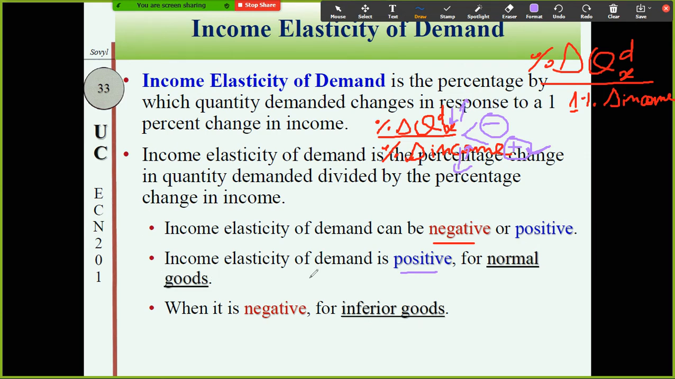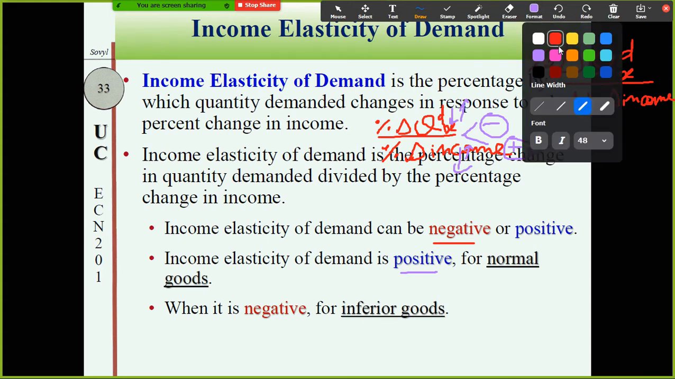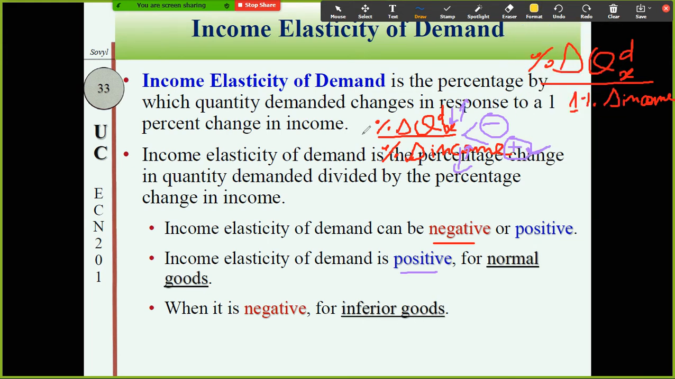Income elasticity of demand will be negative for inferior goods. What does it mean, inferior goods? Inferior goods means that consumption goes up when income goes down. So buyers will buy more when they have less income. However, people will buy less when they have more income. This is inferior goods. Okay, so negative.